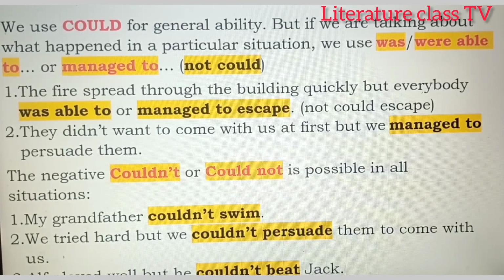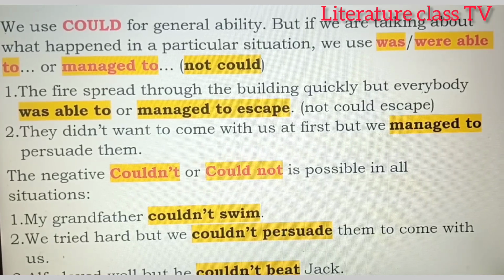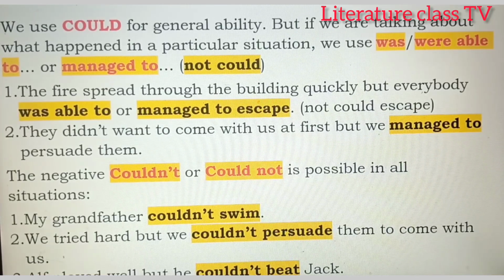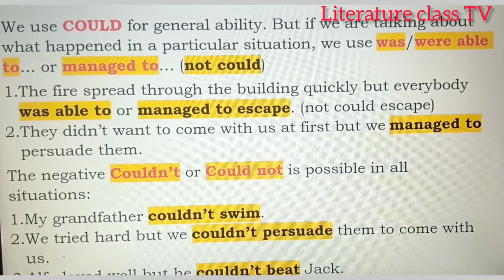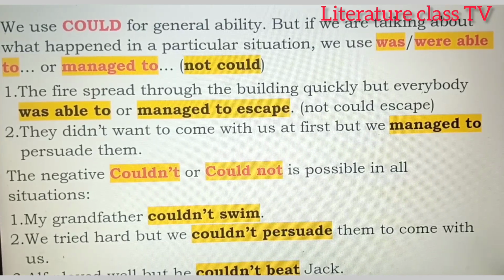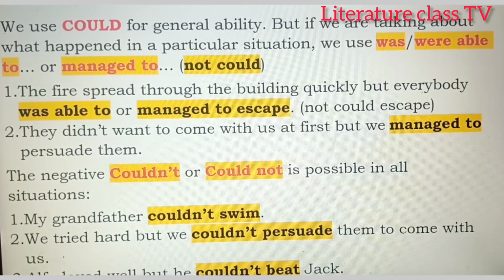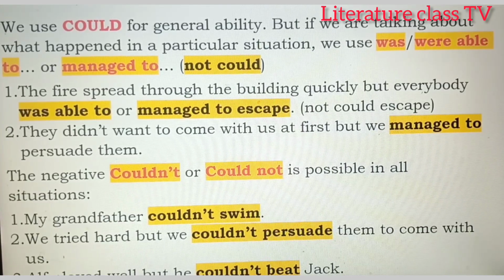We have been discussing here the use of couldn't or could not, because couldn't and could not are possible in all forms. We have been discussing the use of can, could, and be able to in our daily spoken language.